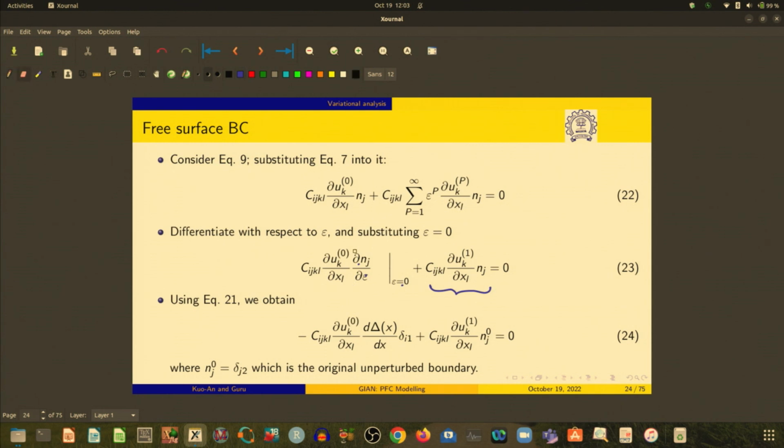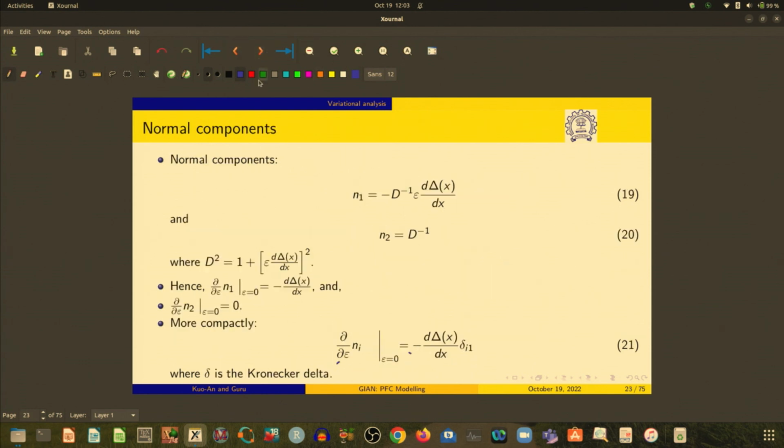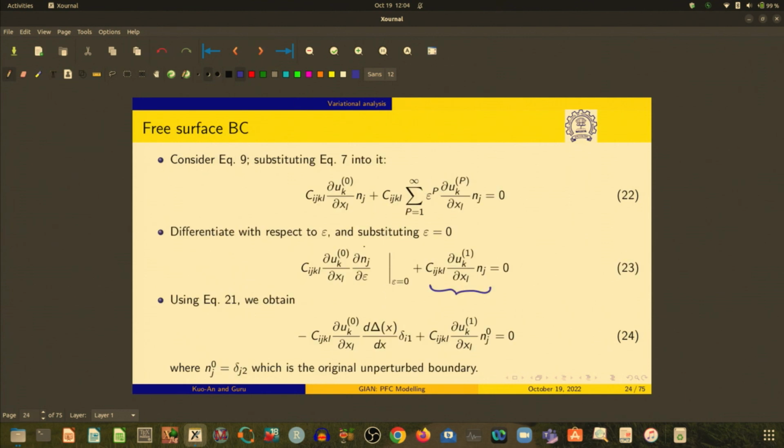Okay. Now, we already have evaluated dou nj by dou epsilon at epsilon equal to 0, which was minus d delta x by dx delta I1. So, I can substitute here and I can keep this as nj0, where nj0 is delta j2, which is the original unperturbed boundary. Why? We are using 21 here, right. This is what we are using. Do you see this? Okay. So, this is the free surface boundary condition.